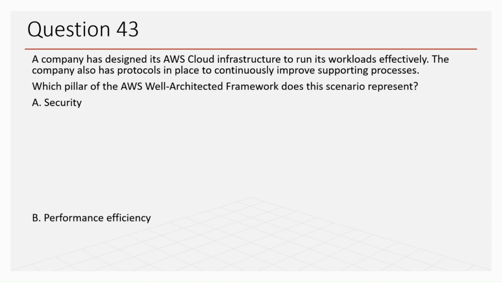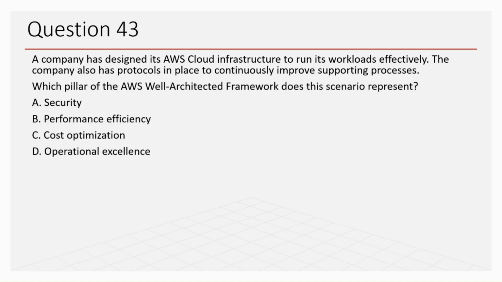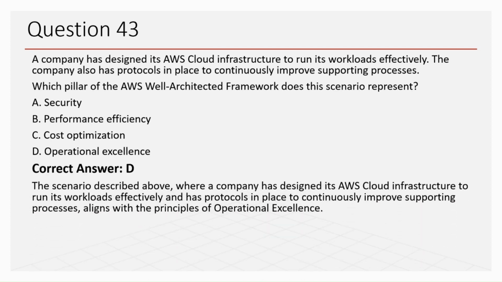Question number 43, which says, a company has designed its AWS cloud infrastructure to run its workloads effectively. The company has protocols in place to continuously improve supporting processes. Which pillar of the AWS Well-Architected Framework does this scenario represent? And the options are security, performance efficiency, cost optimization, and operational excellence. And the correct answer is D, which is operational excellence.